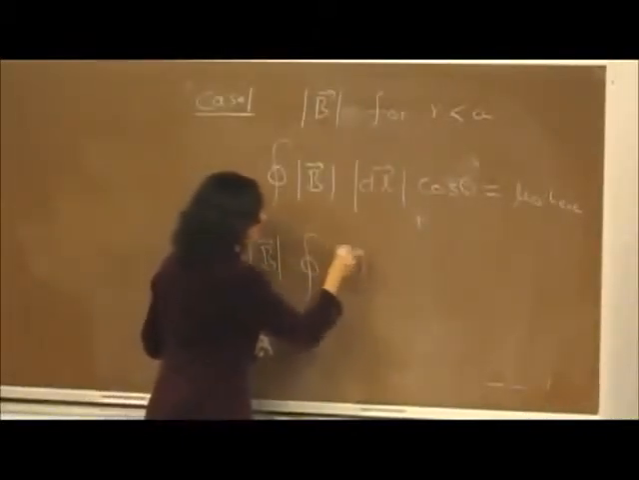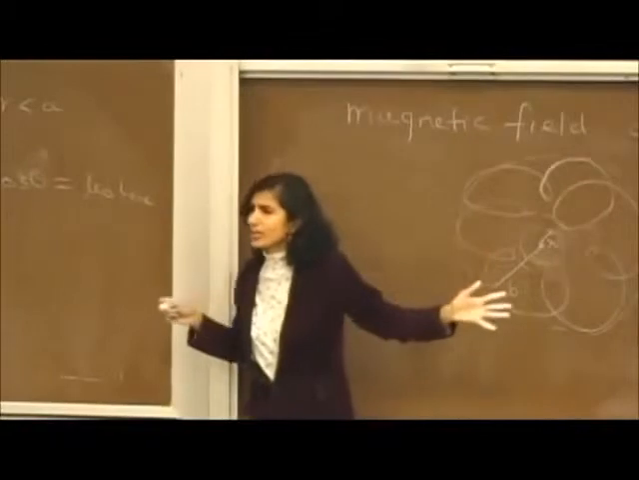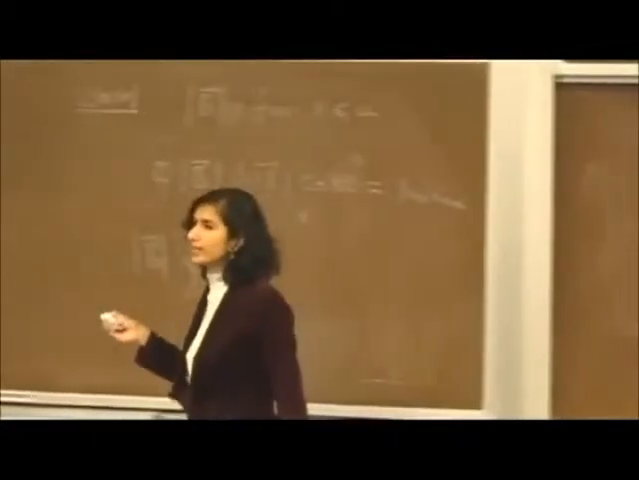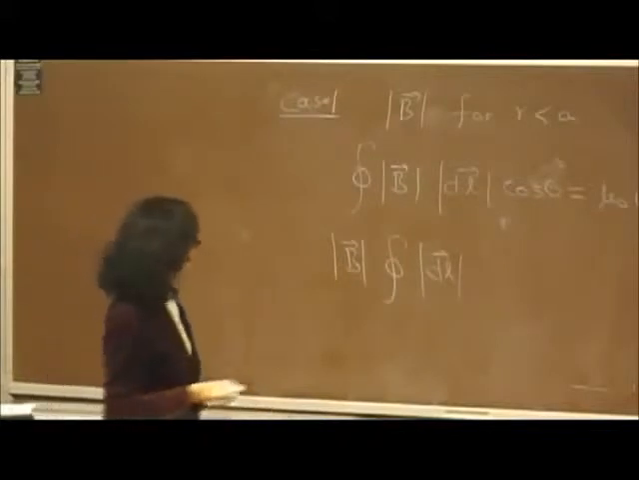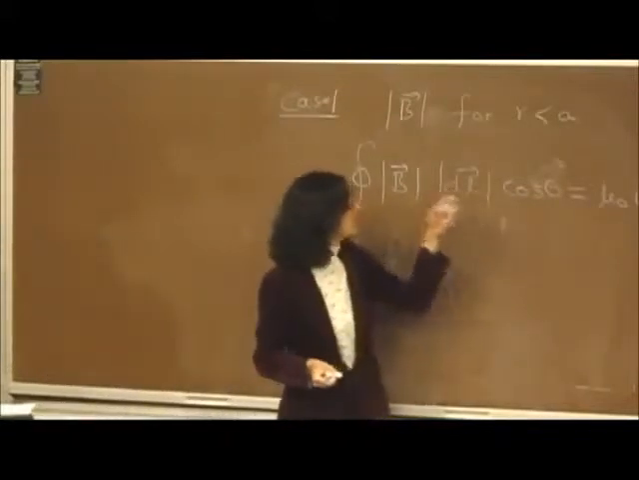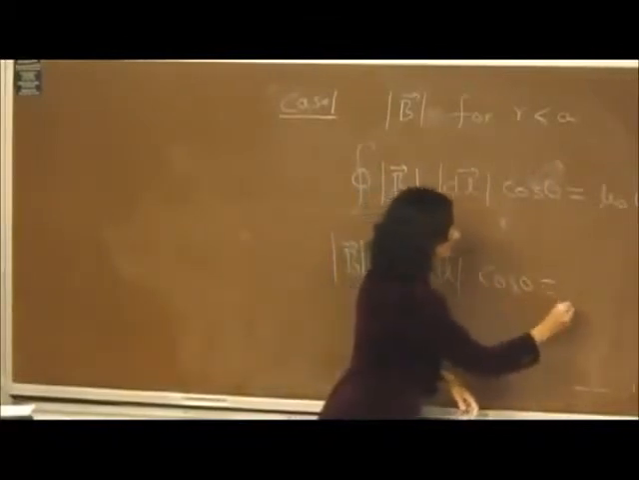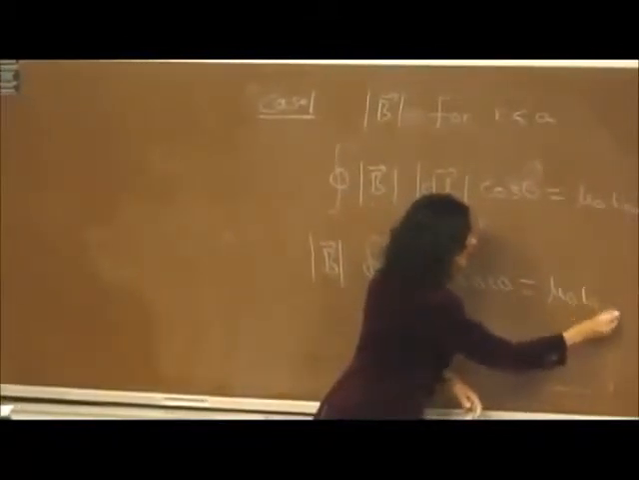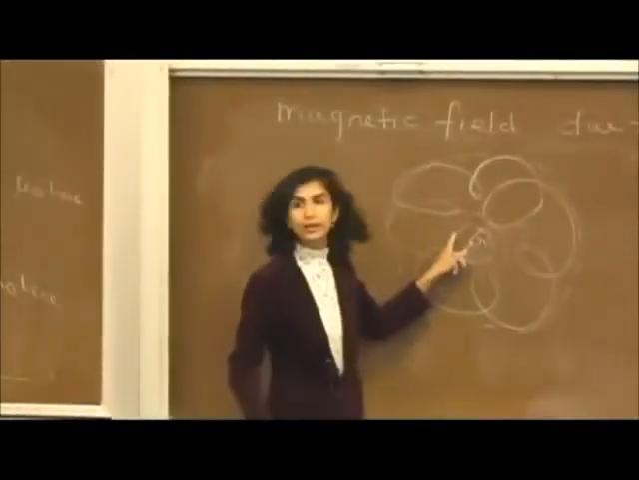Also, you can easily convince yourself that the direction of magnetic field can only be either clockwise or counterclockwise. It cannot be any random direction, because then you will say, why not this other direction? Do you see that? So if that's the case, then the direction of dl and B will be the same, and this is cosine 0 degrees. And this should be mu 0 times I enclosed. Notice that what will be integral dl here for this Amperian loop?